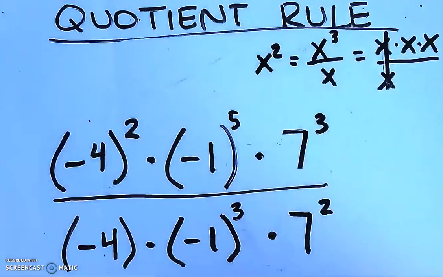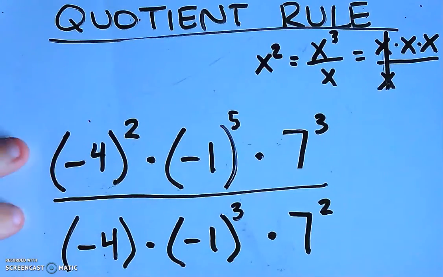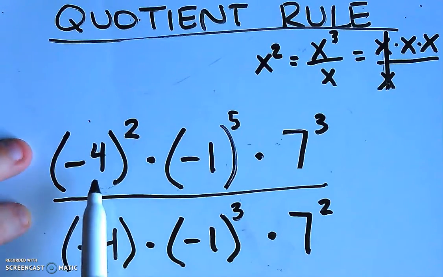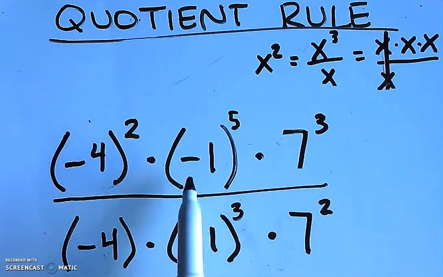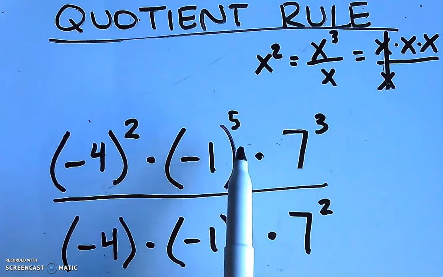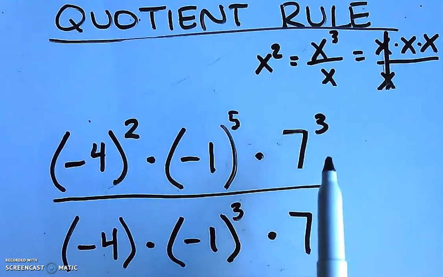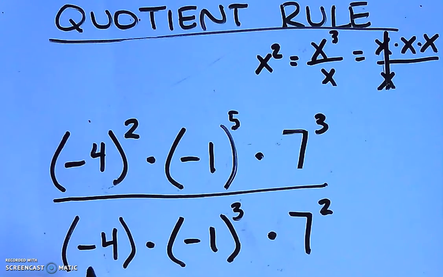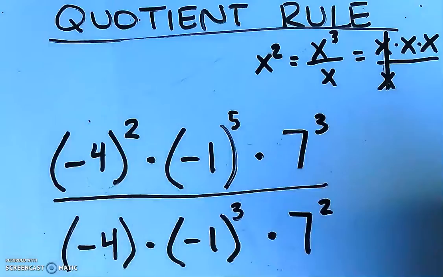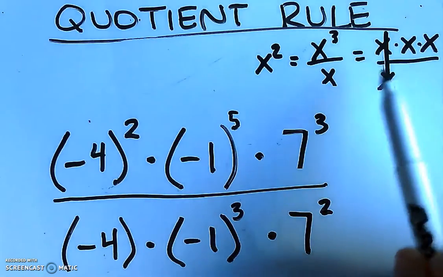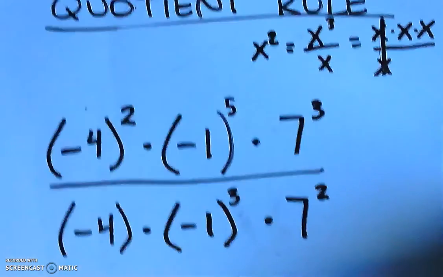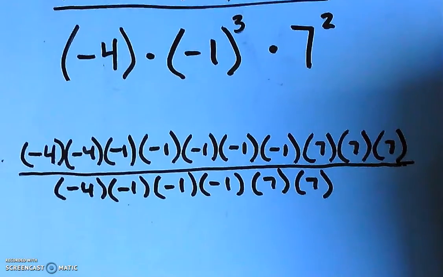So keeping that in mind, if we take a look at this setup and we do -4 quantity squared times -1 quantity to the 5th power times 7 cubed, or to the 3rd power, all divided by -4 times -1 to the 3rd power times 7 to the 2nd power. If we set this up and we want to write it in expanded form like this example up here, what that would look like now is just like this.